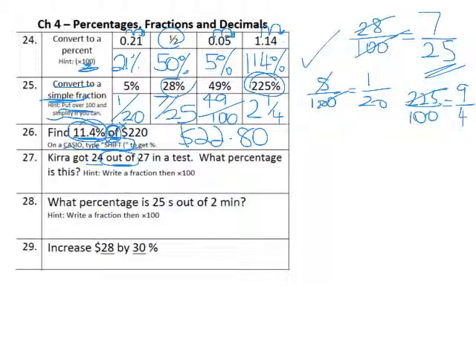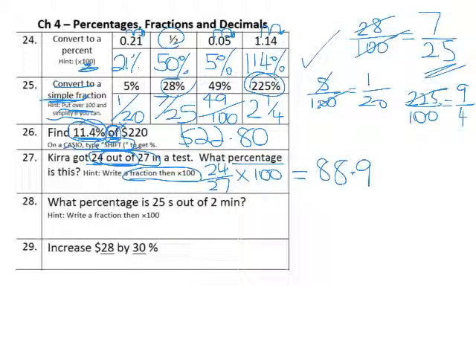Question 27, Kira got 24 out of 27. Now when we see those words out of in maths, it normally means like a fraction or divide. And we're going to write it as a fraction and turn it into a percent. So that means turn it into a percentage. What percentage is this? So we multiply that by 100. And if you've done that, you should get 88.8 repeated, but I'm going to round that off to 88.9%.